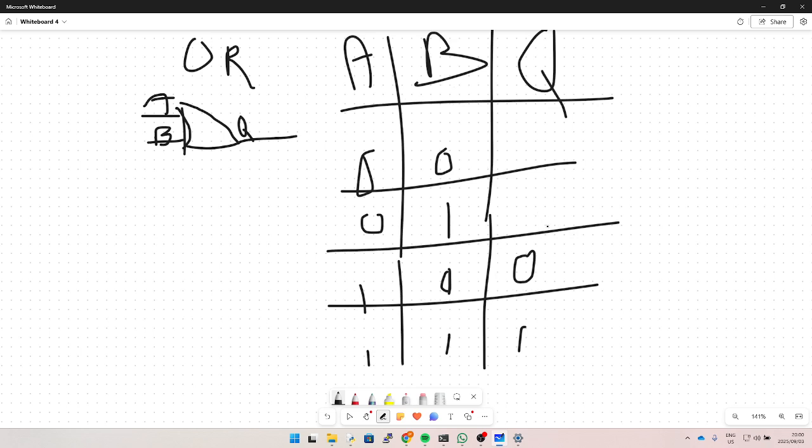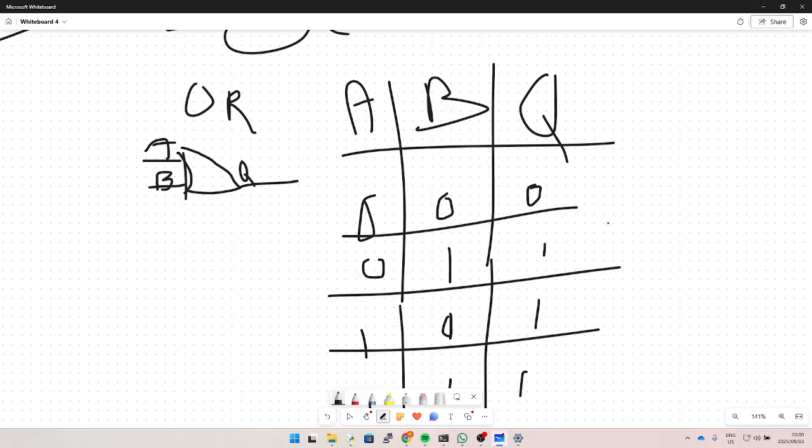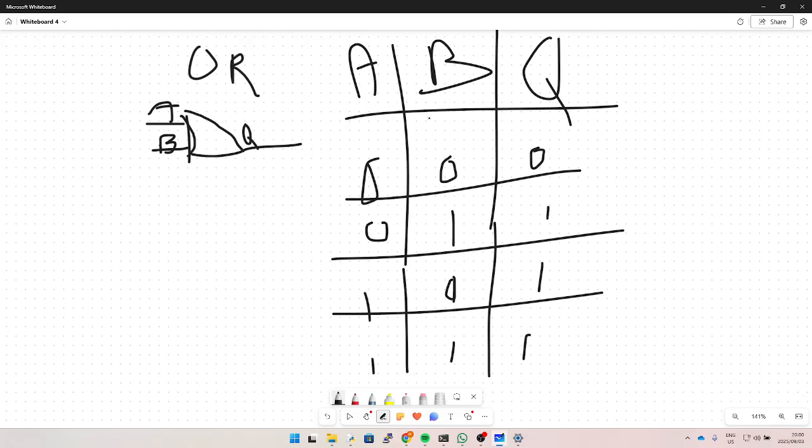Oh, wait. That's on, and that's off. Now, an OR gate, let's say input A or input B is on. If either one is on, it will return on. Doesn't matter if both of them are on, it's still on. As you can see here, only if both of them are off will it be off.